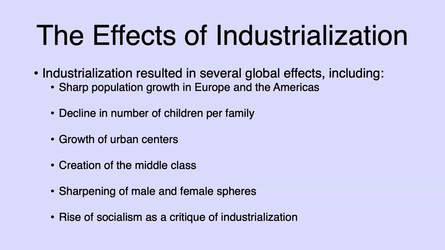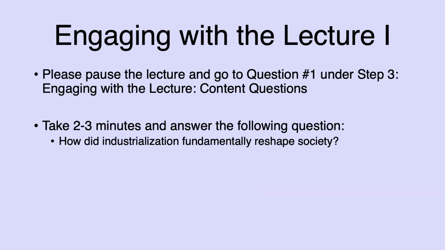And finally, and we will see the effects of this a little bit at the end of this lecture, but also in our Unit 4 lecture, is the rise of socialism as a critique of industrialization. The plight of the working class, the fight for the working man against the oppressive capitalist owner, becomes a very important dialogue as industrialization expands and brings more and more laborers under that category.